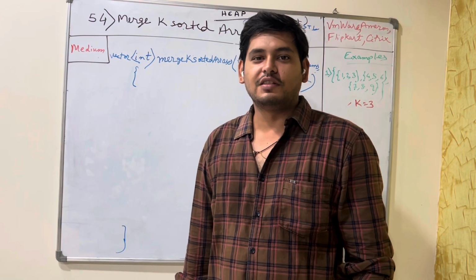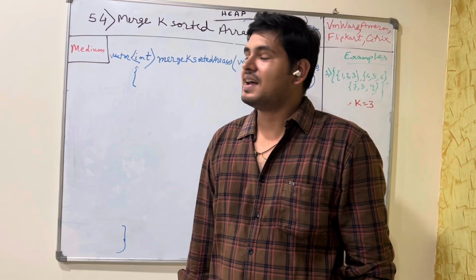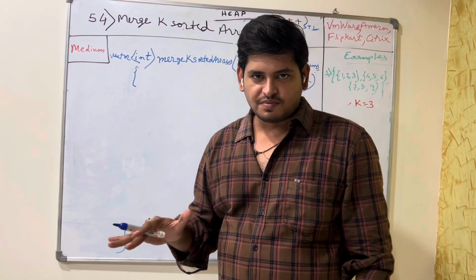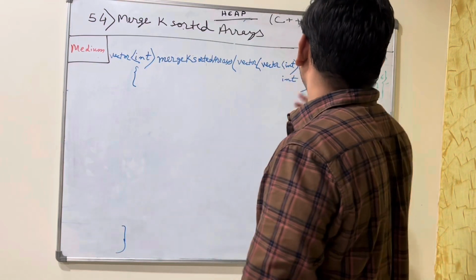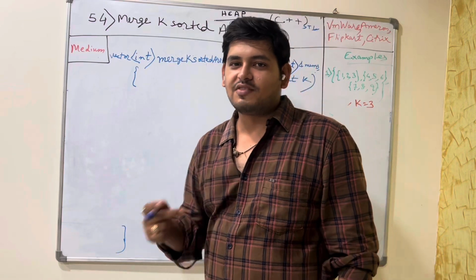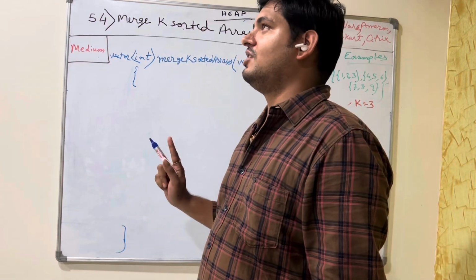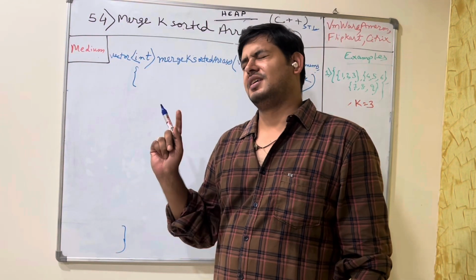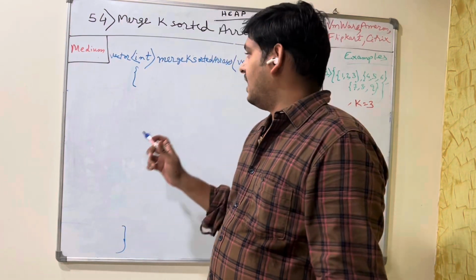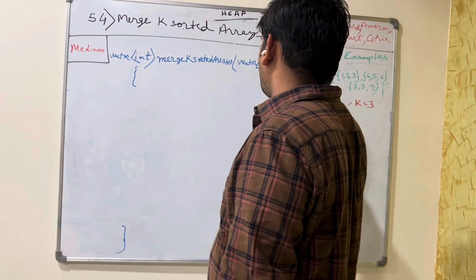Today we are going to solve the 54th question of the problem solving series and the second question of the heap data structure. The difficulty level for this question is medium and this question has been asked in multiple companies like VMware, Amazon, Flipkart, Citrix, Microsoft, etc. And this question was asked to me in my first interview for Amazon three years before. Okay, so let's discuss Merge k Sorted Arrays.